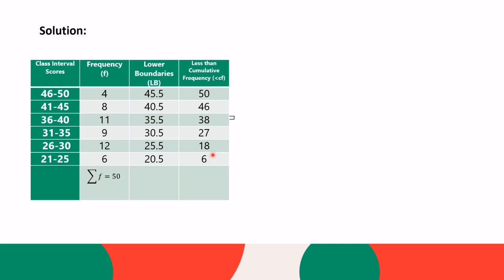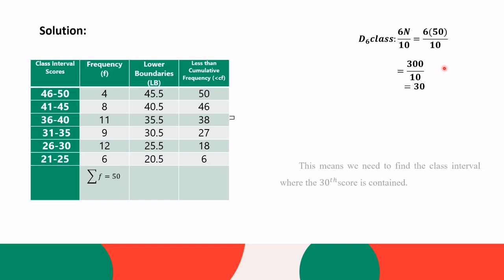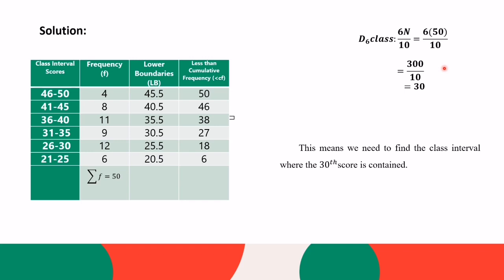N over 10. So our K here is 6 because we are looking for the D6, and then our N again is 50. So 6 times 50, we have 300. So 300 divided by 10 is equal to 30. This means we need to find the class interval where the 30th score is contained.